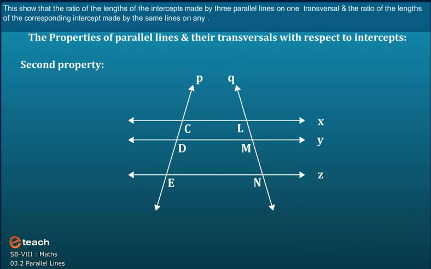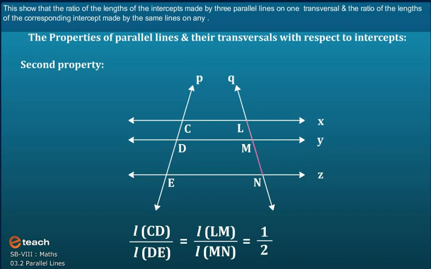This shows that the ratio of the lengths of the intercepts made by three parallel lines on one transversal and the ratio of the lengths of the corresponding intercepts made by the same lines on any other transversal are equal.